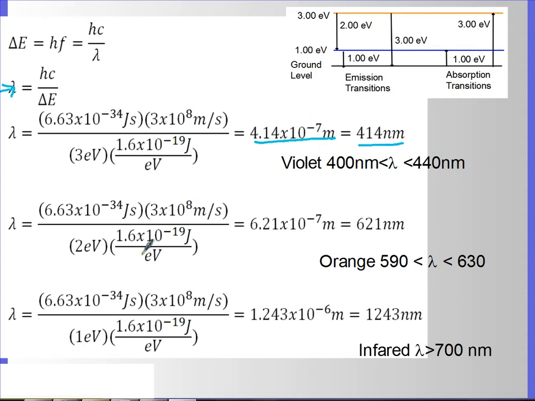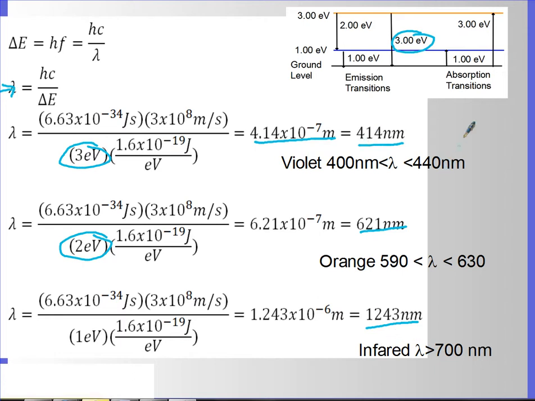When I do it for the second energy level, for 2 eV, the first one I did was 3 eV, so this is going from 3 down to ground. The next one is going from 3 down to 2, which gives me 621 nanometers, and then going from n equals 2 to n equals 1 gives me 1,243 nanometers. These are different colors. I will see violet, orange, and then I won't see anything else. The last one is infrared.